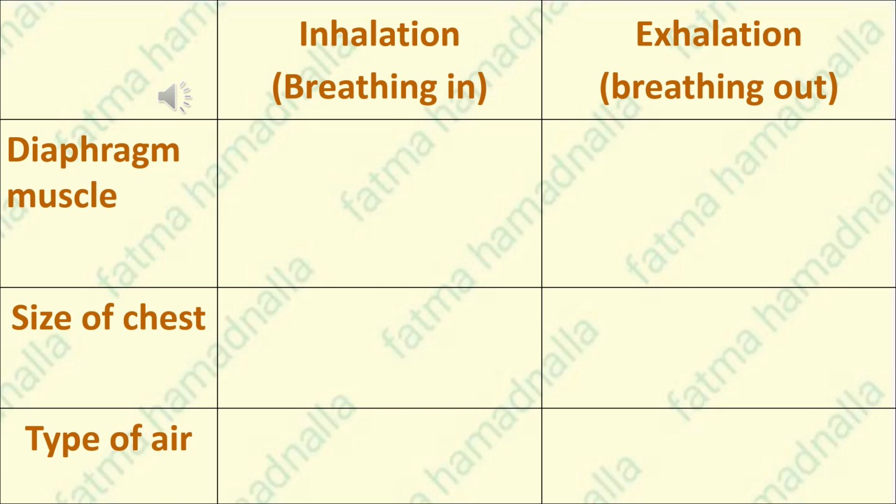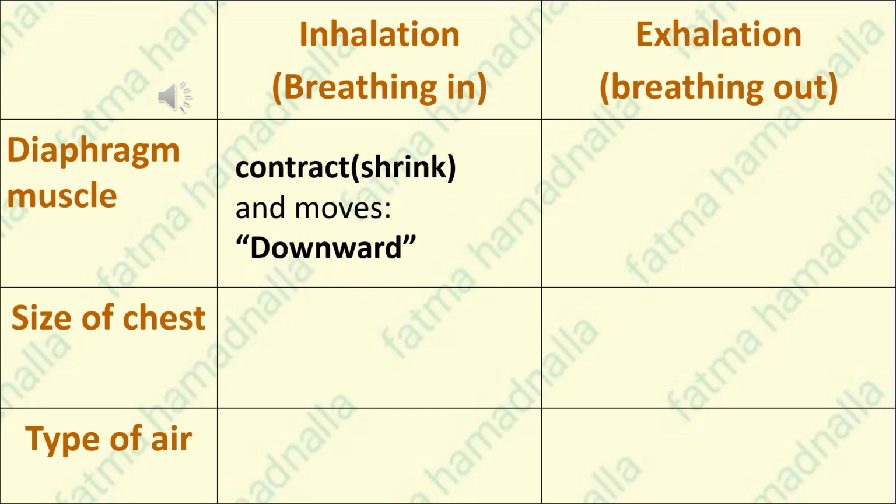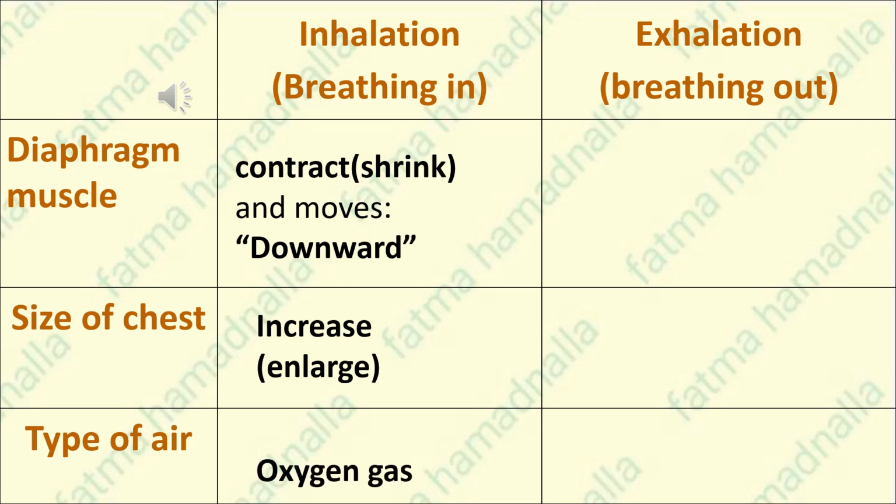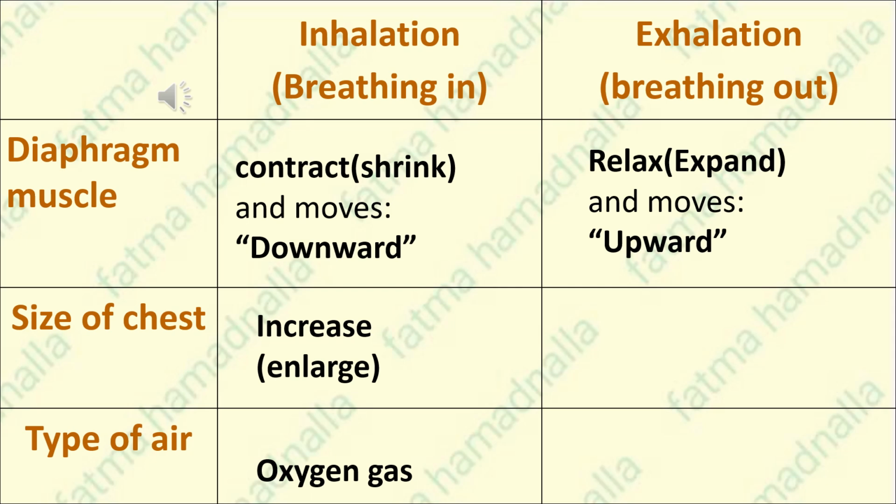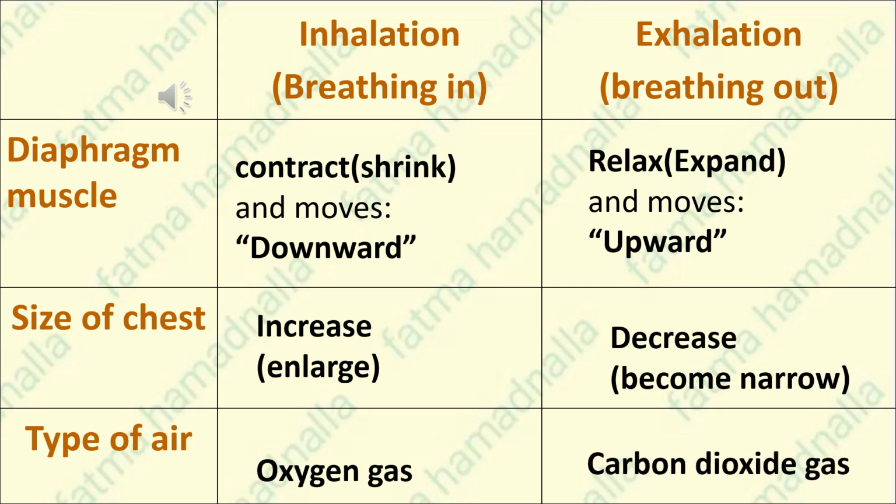First, let's talk about the inhalation process, which means breathing in. The diaphragm muscle contracts, or shrinks, and moves downward, so the size of the chest increases or enlarges, and oxygen gas will enter the lungs. Second, the exhalation process, or breathing out. The diaphragm muscle relaxes or expands and moves upward, so the size of the chest decreases or becomes narrow, and carbon dioxide gas gets out.